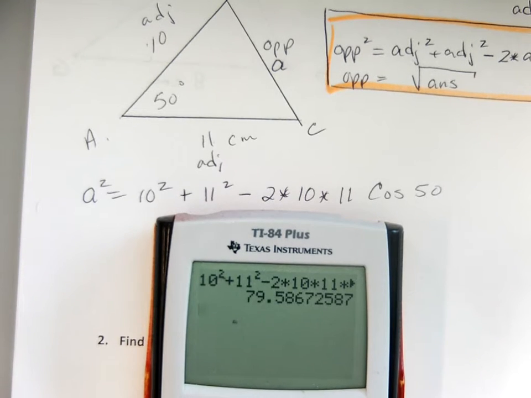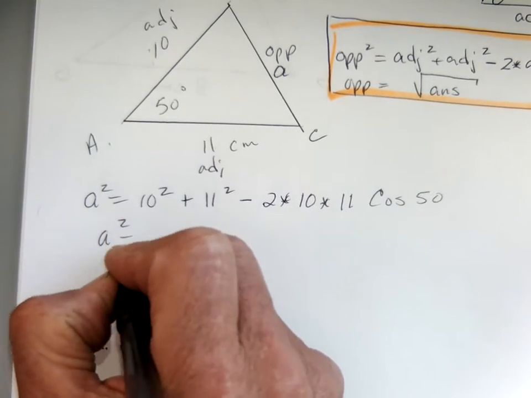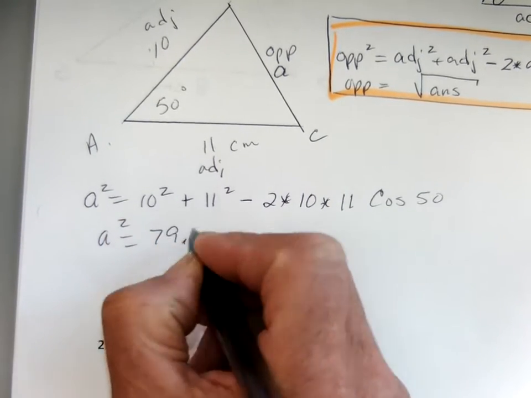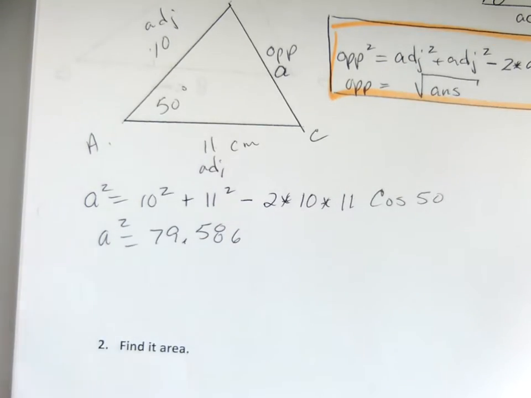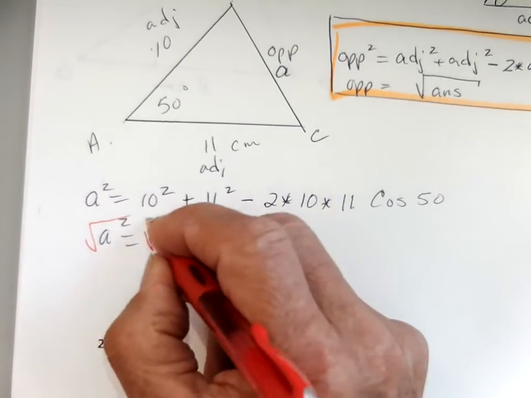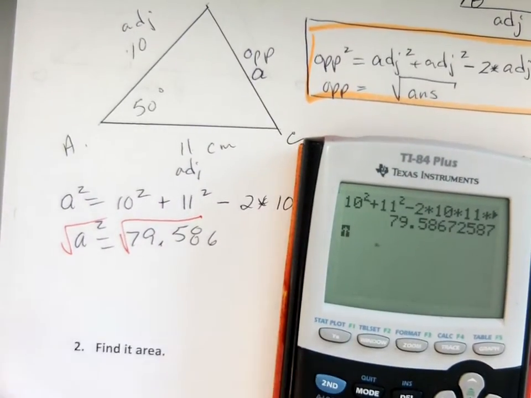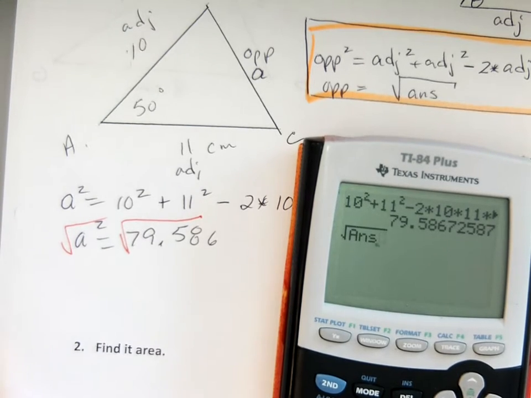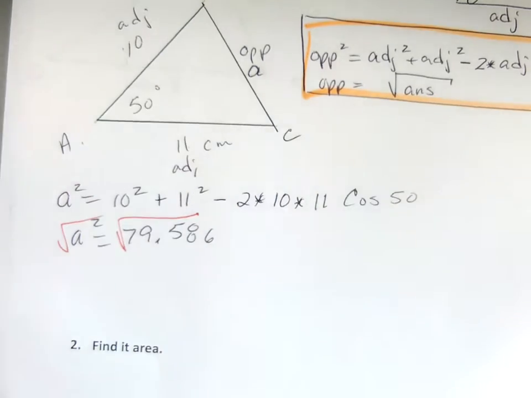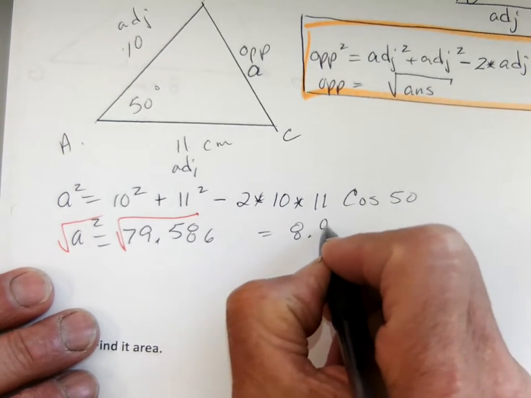Well, that answer is way too big because it's a squared equals my 79.58 and so on. So we're going to take the square root. I take the square root of that answer, and I get about 8.9. So that side is about 8.9, okay?